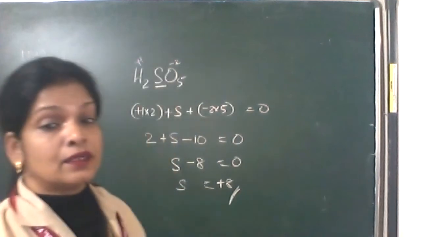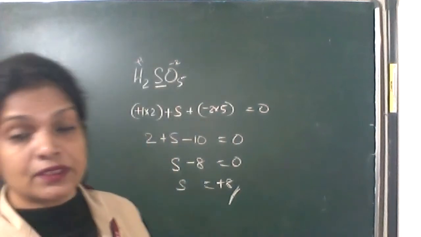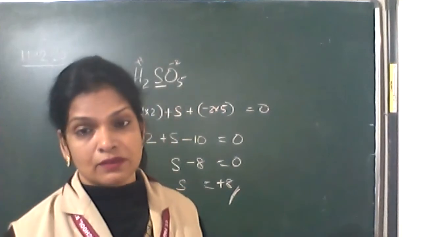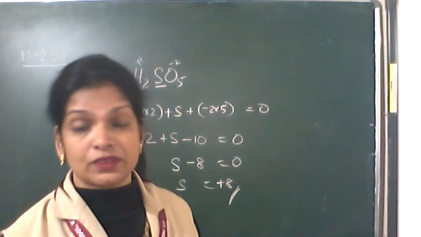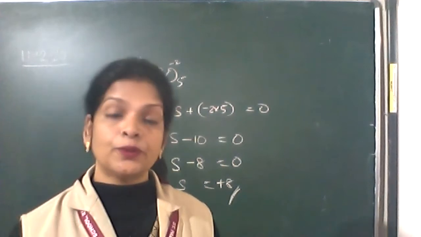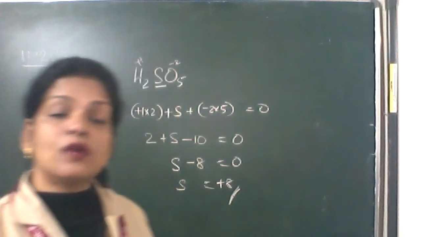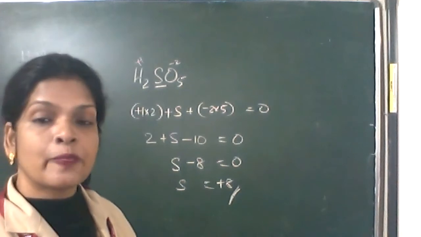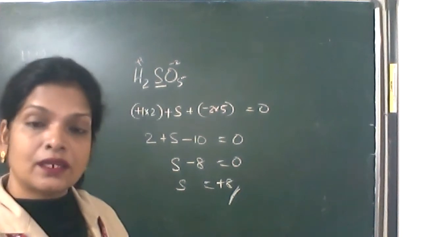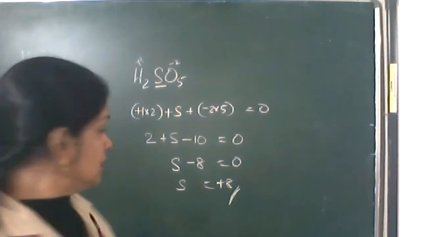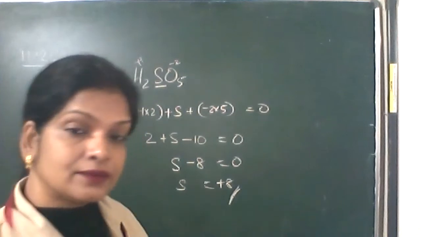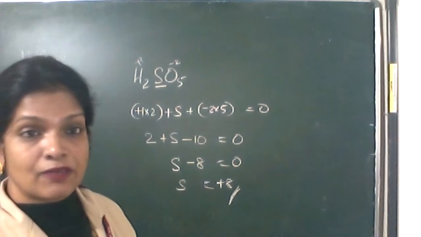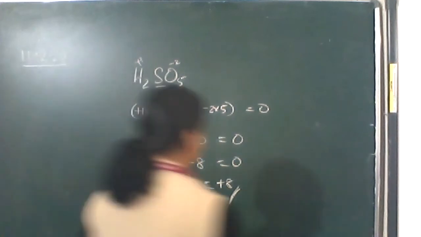Note that the maximum oxidation state of S can be +6, because only 6 electrons are there in the outermost shell. It can give only as many as it has, not more. So sulfur has got only 6 electrons, 16th group. It can give only 6 electrons. Here it is +8, so this is wrong. We call it a fallacy.